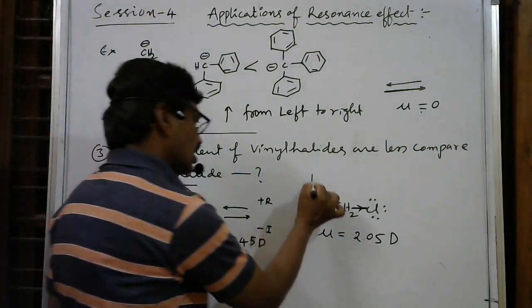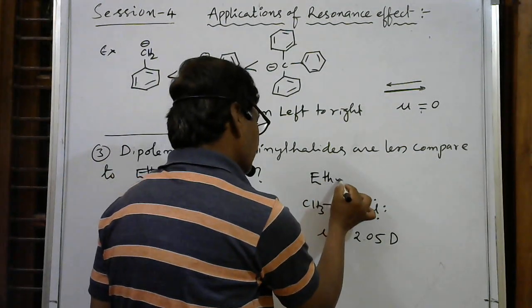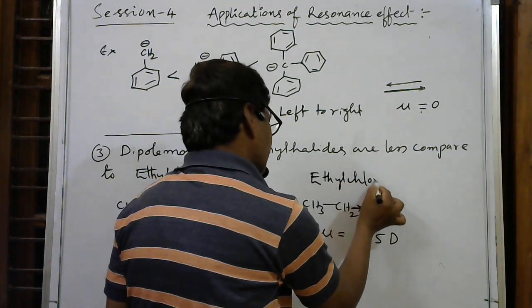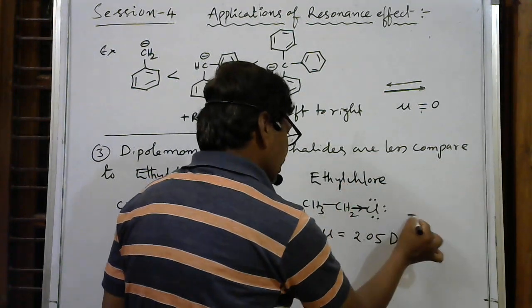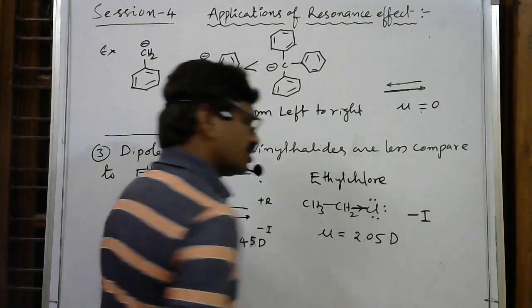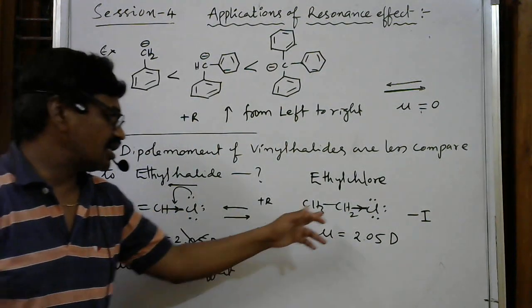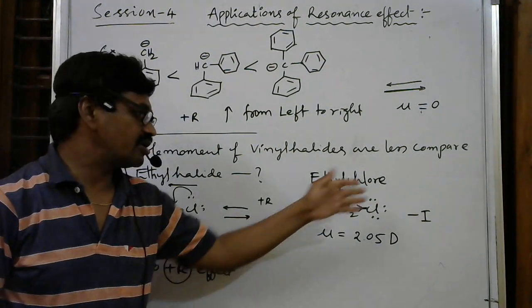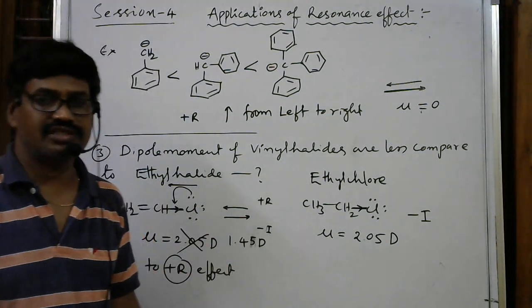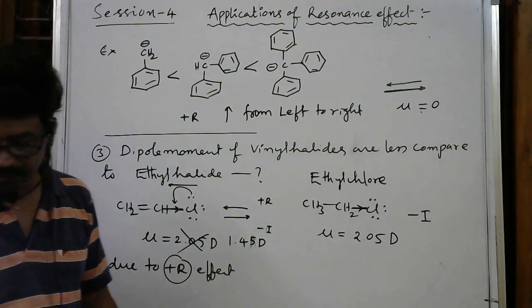This is ethyl chloride. Why is the dipole moment in ethyl chloride more? Because here, only due to the minus I effect, the bonding electron pair, or sigma bonding electron pair, moves towards the chlorine side. So this is the important thing.